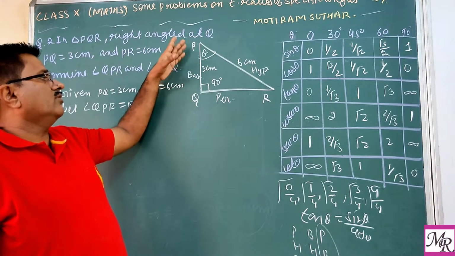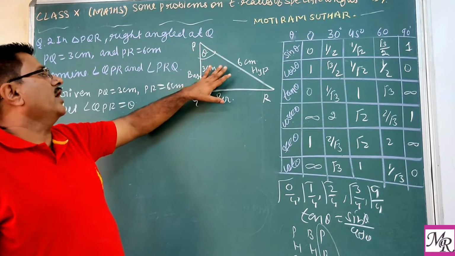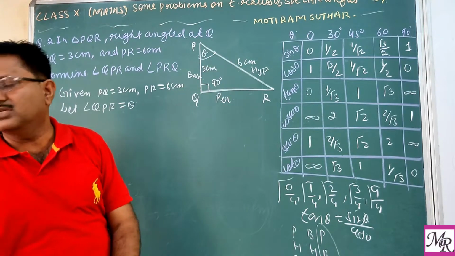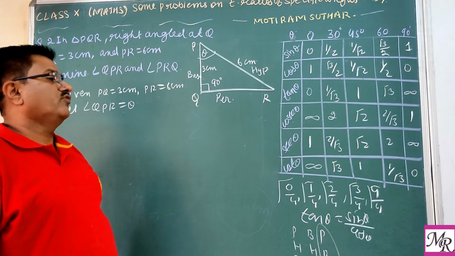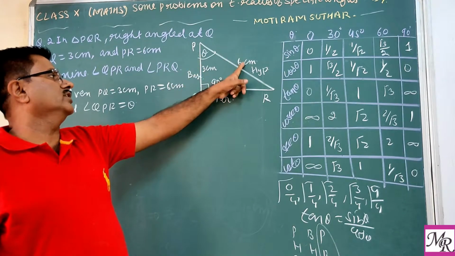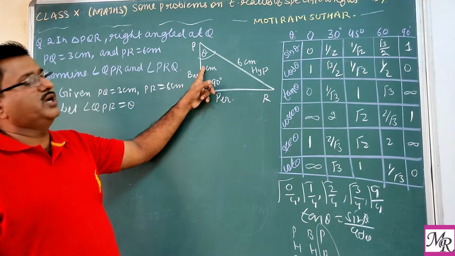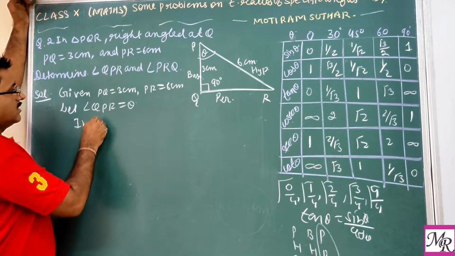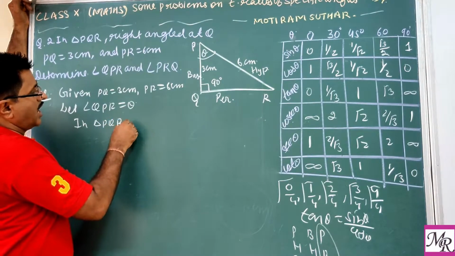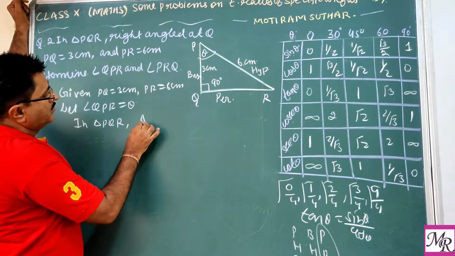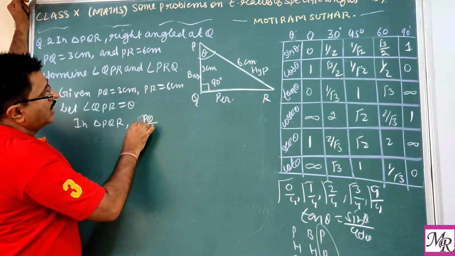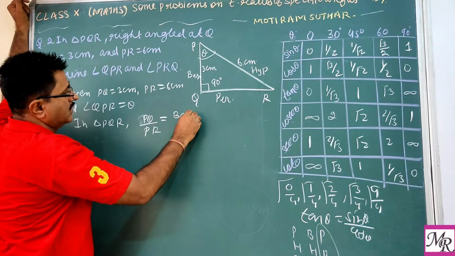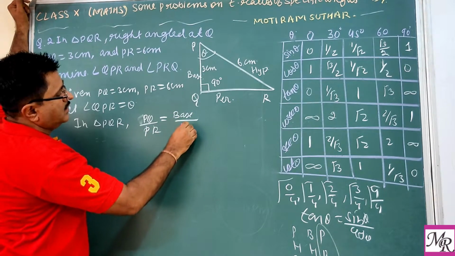Now, because here you have to find the angle, to find the angle you always take the ratio of the two given sides. Clear? To find the angle, we have to take the ratio of two known sides whose measurements are already given. So in triangle PQR, we take the ratio of PQ upon PR. PQ is the base and PR is the hypotenuse.